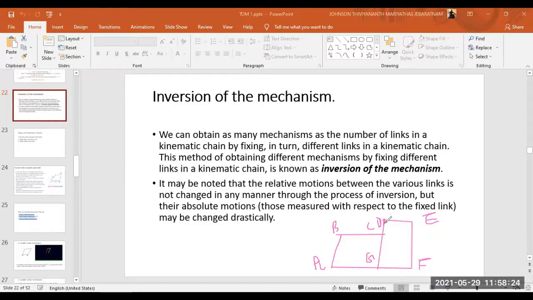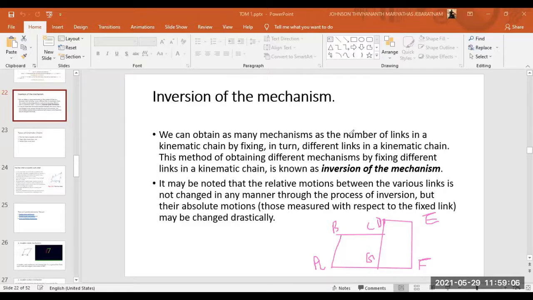So inversion of the mechanism means that by fixing different links in a chain, this inversion is occurring. This can be used for different mechanisms. Say, for example, you have a simple 4-bar chain. Even in a 4-bar chain, by fixing different links, you can make different types of motion, which we are going to look at in the forthcoming slides. So we can obtain as many mechanisms as the number of links in a kinematic chain by fixing in turn different links in a kinematic chain.